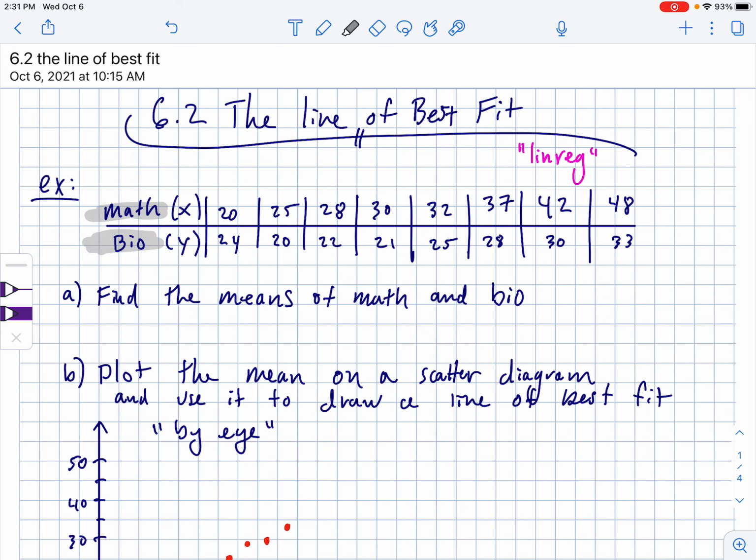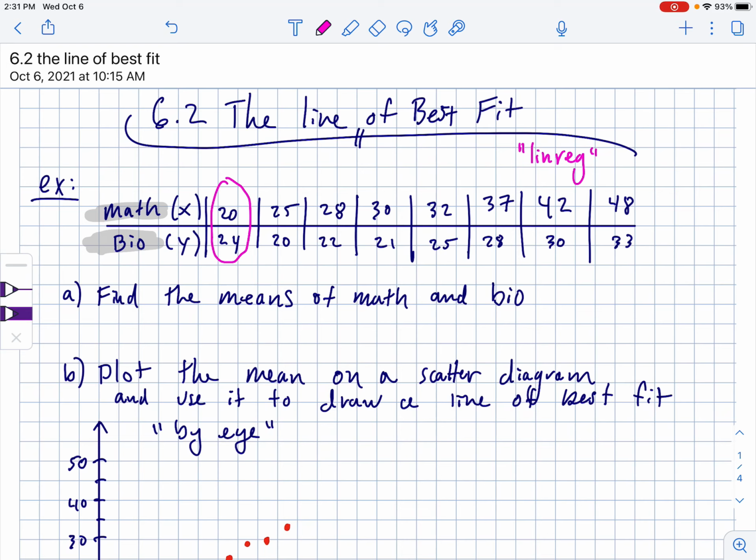So first example, I believe I've shown you this data before. We've got some math tests up top and some bio tests on the bottom. Each of these represents a student. Like this would be one student. They got a 20 on their math test and a 24 on their bio test.